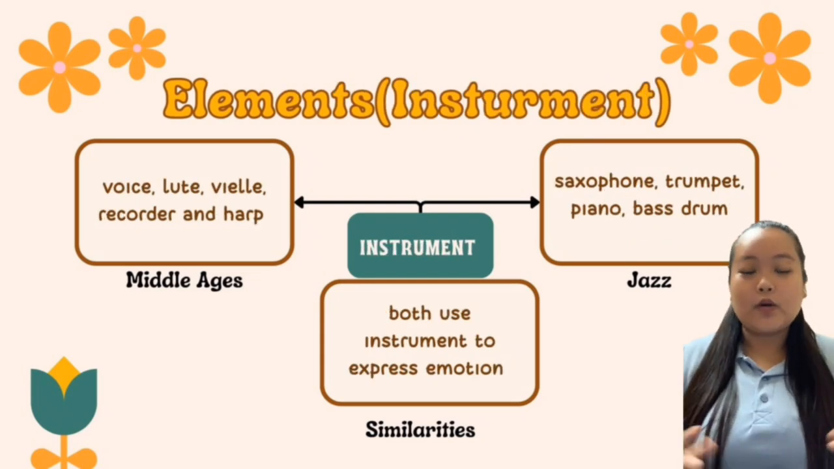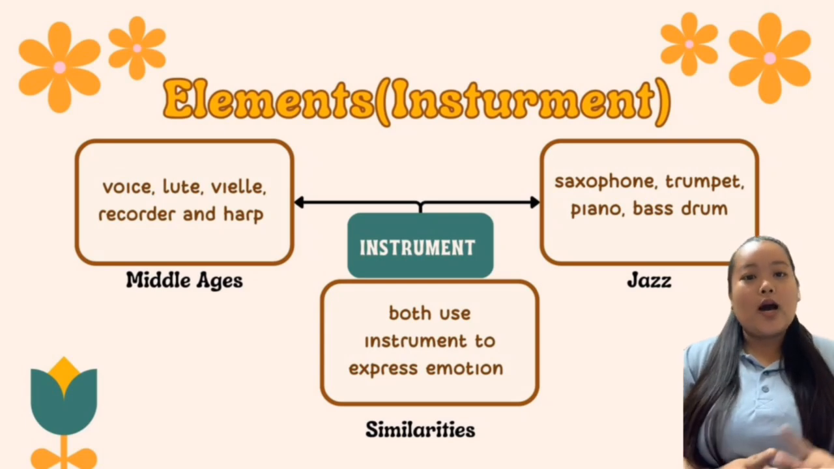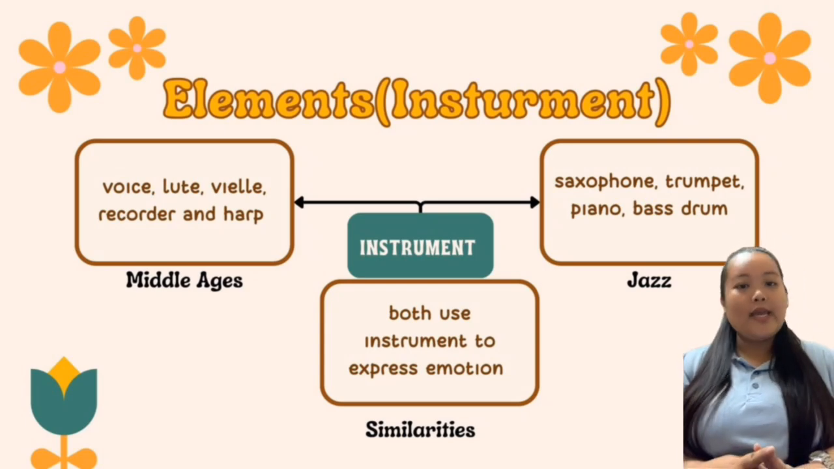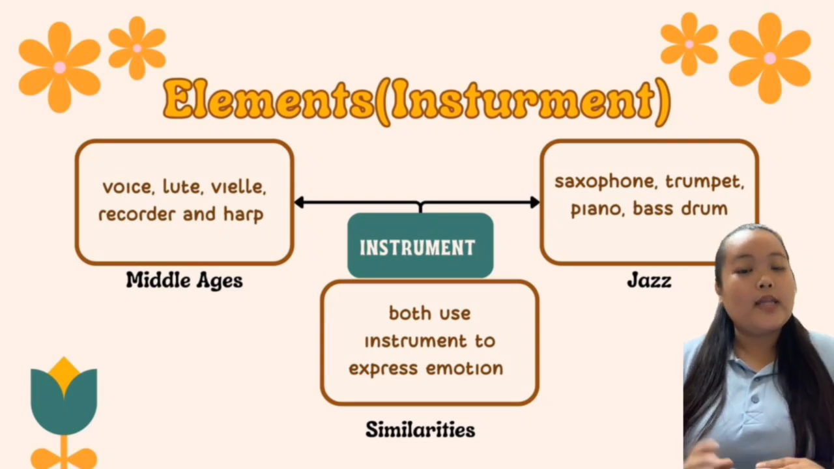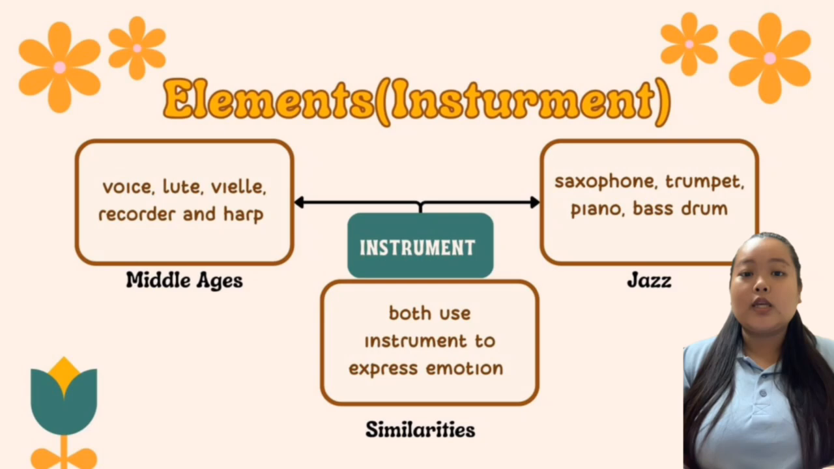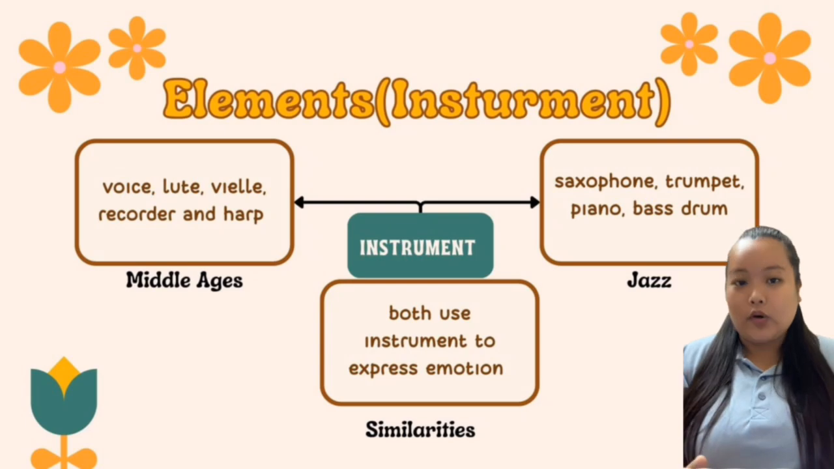So let's talk about the instrument. During the Middle Ages, instruments included the lute, harp, recorder, hurdy-gurdy, and the early organ. Many performances were vocal, especially in church. And the common jazz instruments include the saxophone, trumpet, piano, double bass, drum, and sometimes voice.